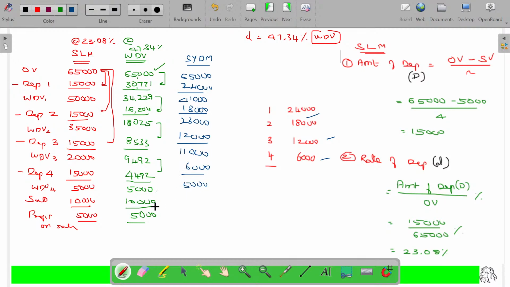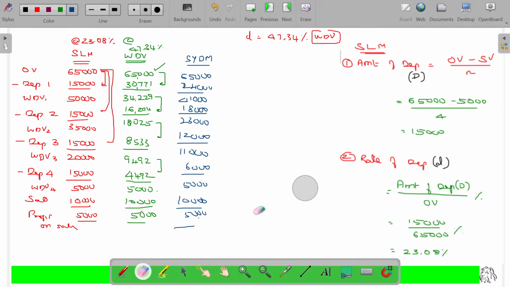After the fourth year, it is not useful to use hereafter, so you want to discard it. If you go and sell, the market price may be either higher or lesser. Most probably it may not be matching. If it is higher, then it is called profit on sale. Hope now you'll be able to understand this one. Clear?